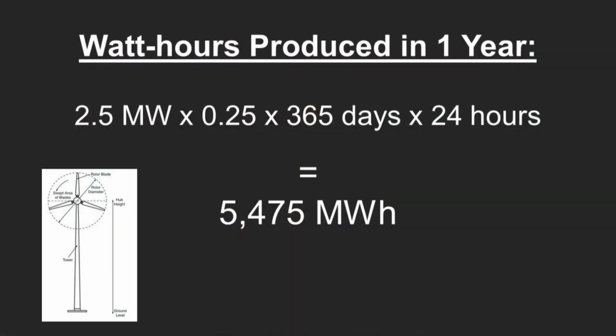Now, to determine the number of watt hours the turbine will produce in a given year, we take the 2.5 megawatts, multiply it by the load factor of 25%, multiply that by the number of days in a year, and then by the number of hours in a day. And so what we get is a 2.5 megawatt turbine could produce somewhere around 5,475 megawatt hours in a year.